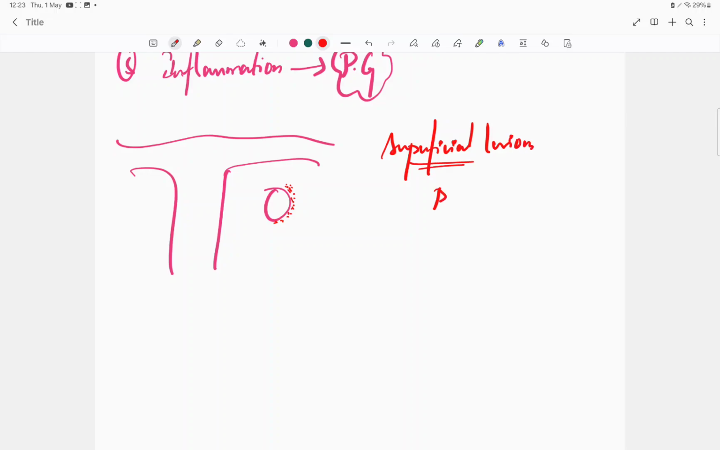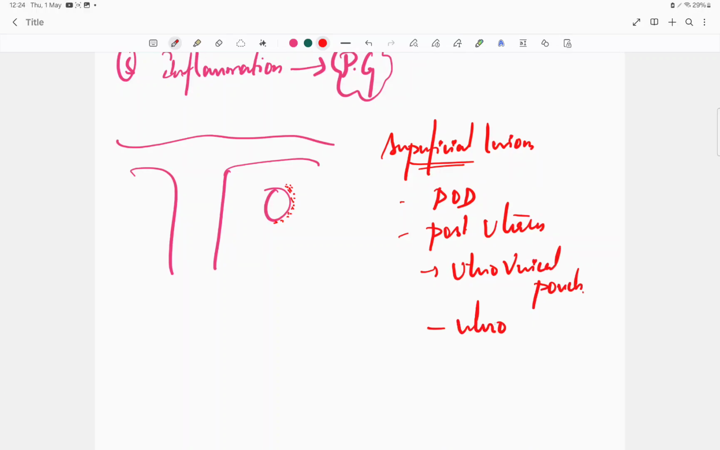Independent part, that is pouch of Douglas, posterior surface of uterus, utero-vesical pouch, and uterosacral ligaments. Okay. So these are the four important things. They have not asked this in an exam, but still you have to remember, especially that Sampson's theory is supported by the superficial lesions. Okay.